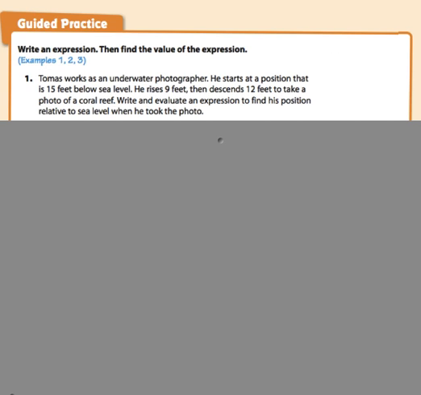Okay, now you should have tried the problems on your own. Now you're back here at the video checking your answers. So number 1, our directions say write an expression, then find the value of the expression. Thomas works as an underwater photographer. He starts at a position that is 15 feet below sea level. He rises 9 feet, then descends 12 feet to take a photo of a coral reef. Write the value and expression to find his position relative to the sea level when he took the photo.